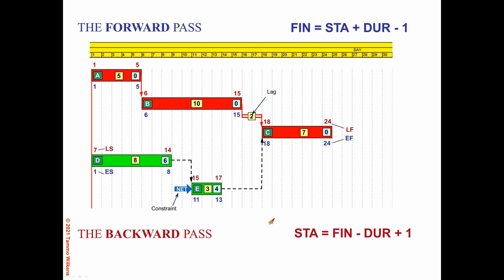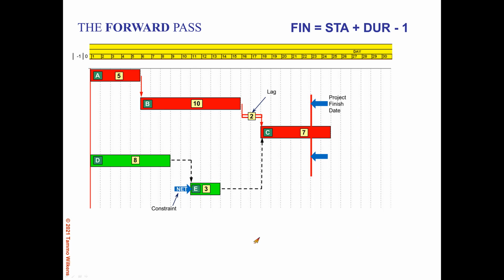So E has 4 days of float, and we can see it graphically, right? And D has an additional 2 days of float, which we can also see graphically. But E doesn't have the full 6 days of float because it is constrained by the not earlier than constraint. So I hope this helps clarify how a constraint and a lag impacts the forward and backward pass.